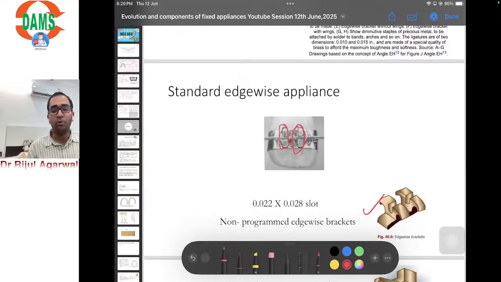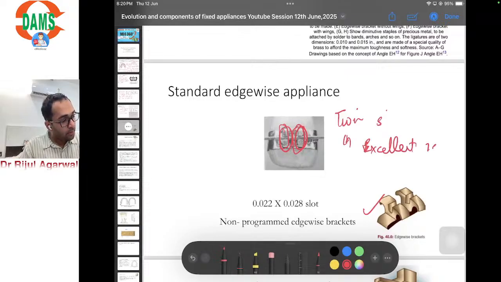What do you mean by non-programmed and programmed? I'll tell you. So this twin slot or twin bracket appliance provided excellent rotation control. The wire is rigidly gripped at 2 points, so rotation control was very good in this appliance.